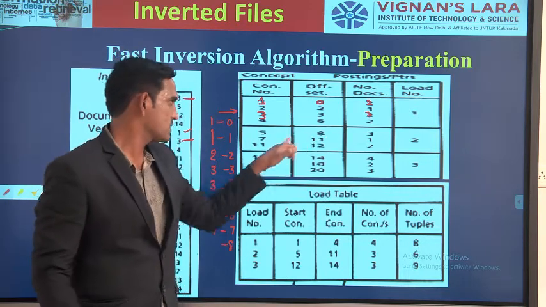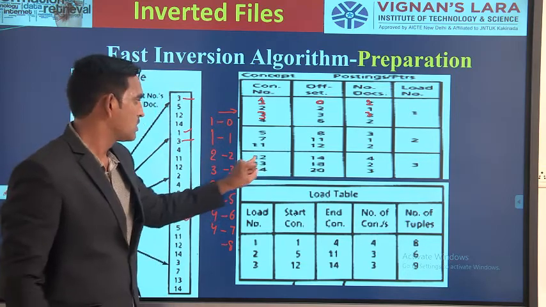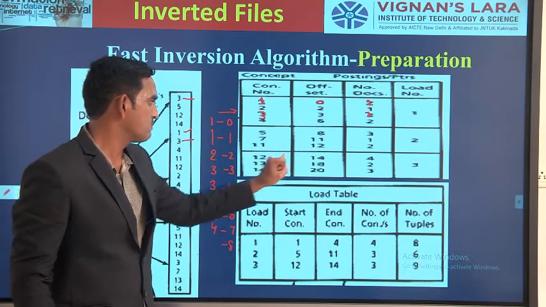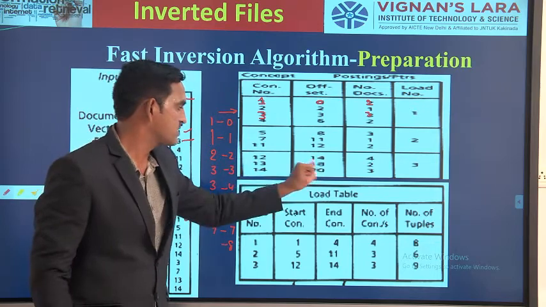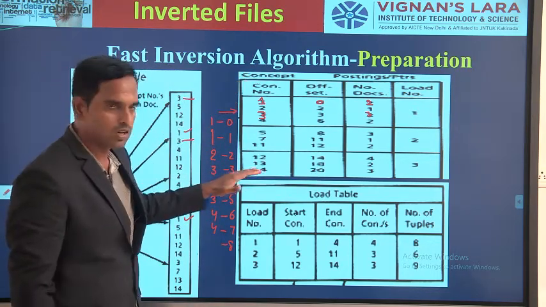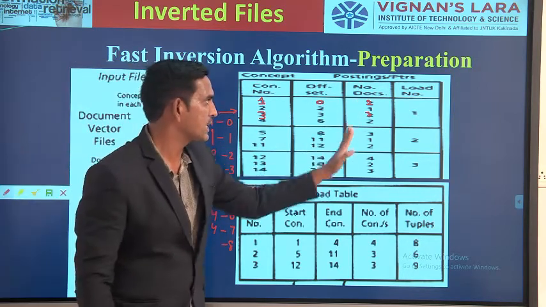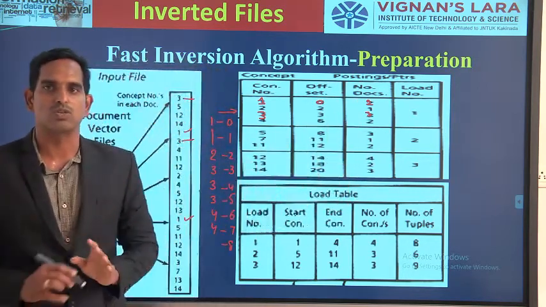Next, concept 7 will start from 11, concept 11 will start from 12, concept 12 will start from 14, concept 13 will start from 18, and concept 14 will start from 20. Like this, we go from concept 1 through all the unique concepts you have in the particular file, and you will be creating this based upon your loads.